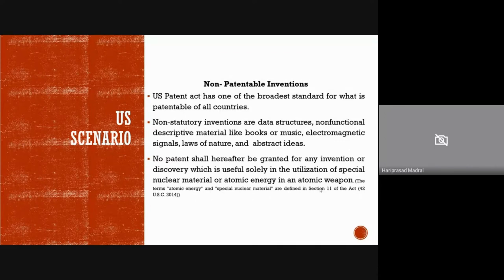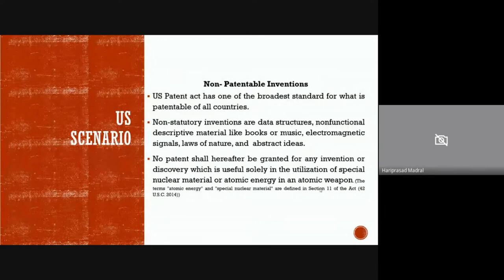So inventions which are non-functional and descriptive material, like, for example, inventions which are covered under copyright law, are not patentable. To be generic, ideas which are covered by copyrights or trademarks cannot be patentable. Apart from that, electromagnetic signals or the laws of nature, which is very important, scientific methods, a few mathematical formulations, abstract ideas, all these things. Laws of nature like gravity, laws of motion, the three laws of motion, are not patentable.